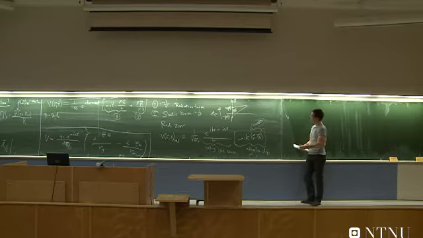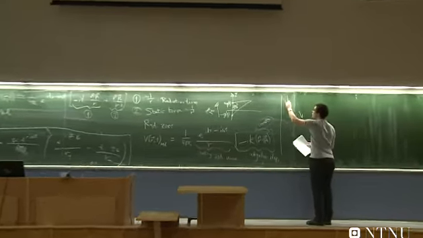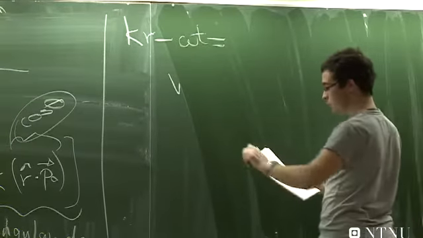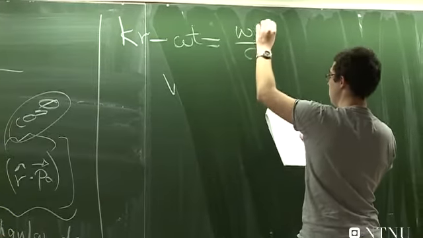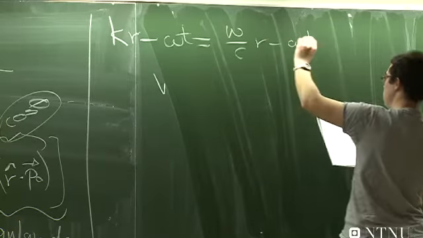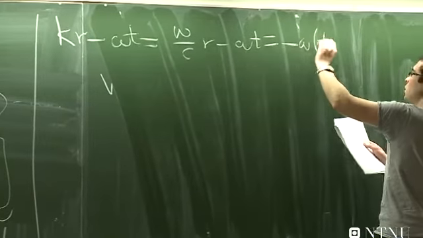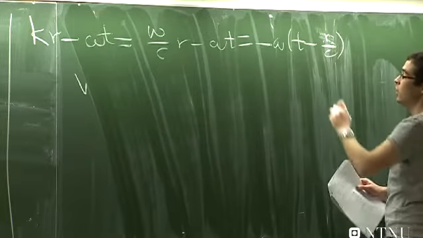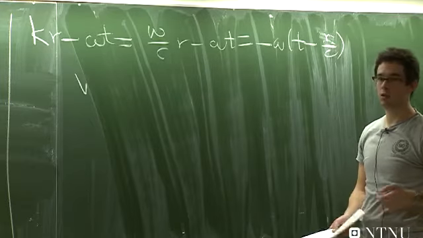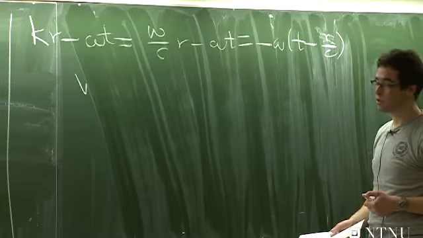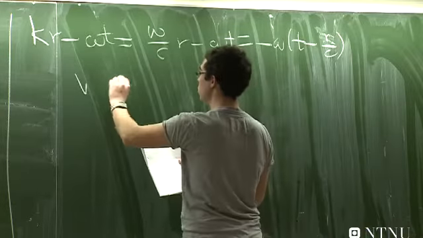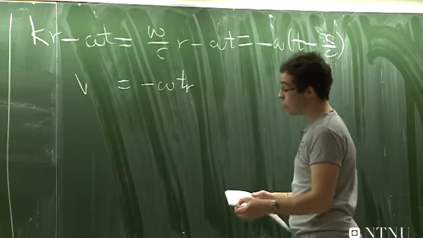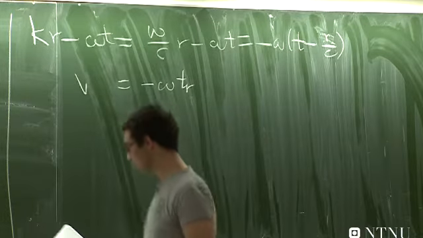Now we can note that kr minus omega t, well, if you write that in terms of the retarded time, I get omega over c r minus omega t is equal to minus omega (t minus r over c). By the way, the big and the small r are equivalent now because we're in the radiation zone. That is equal to minus omega t_R. And if I introduce the t_R, then I can write the potential even more compactly.